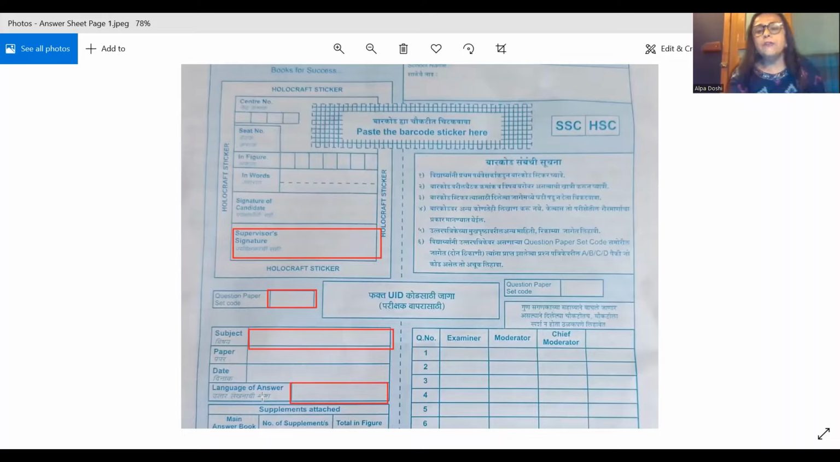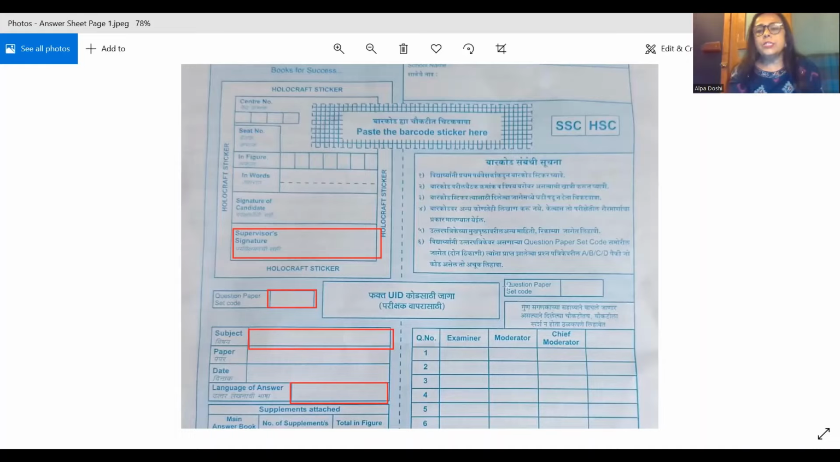Now let us take a brief look at the other sections which you have on the first page of your answer sheet. This particular section, dear students, has nothing to do with you all. After you have submitted the paper, after there is a Holocraft sticker which has covered your seat number and signature of supervisor and candidate, the board at the center will be sticking another sticker here before this goes to the examiners for correction of your paper. So your identity is totally covered. Nobody can make out whose paper it is.